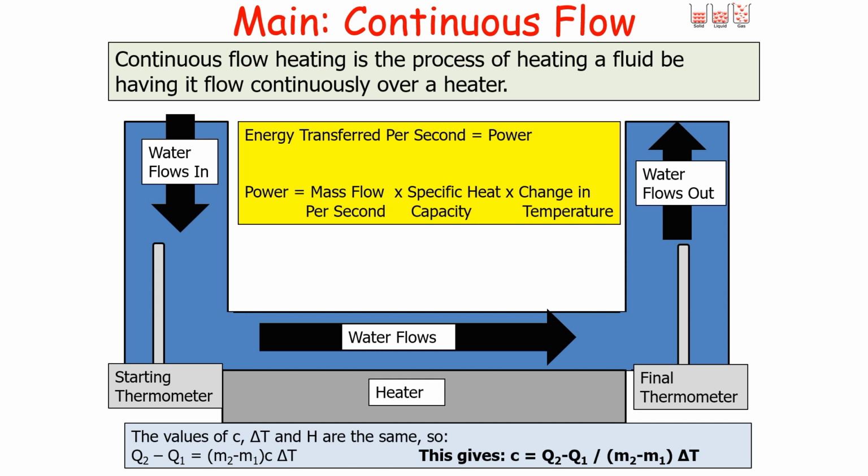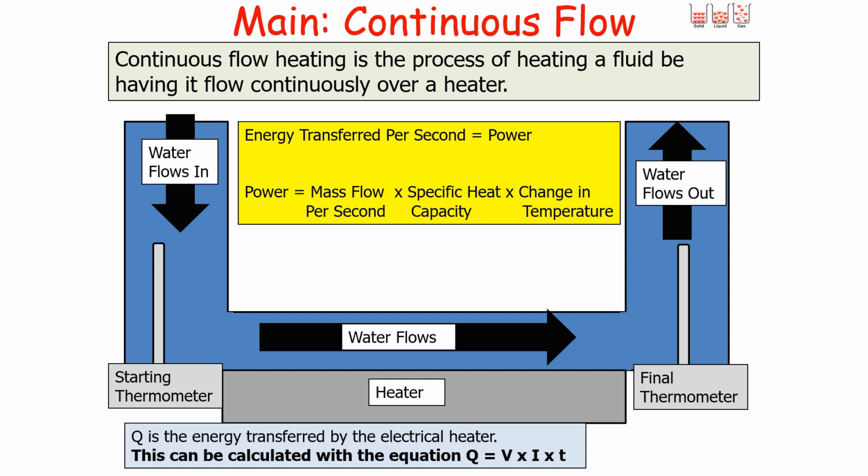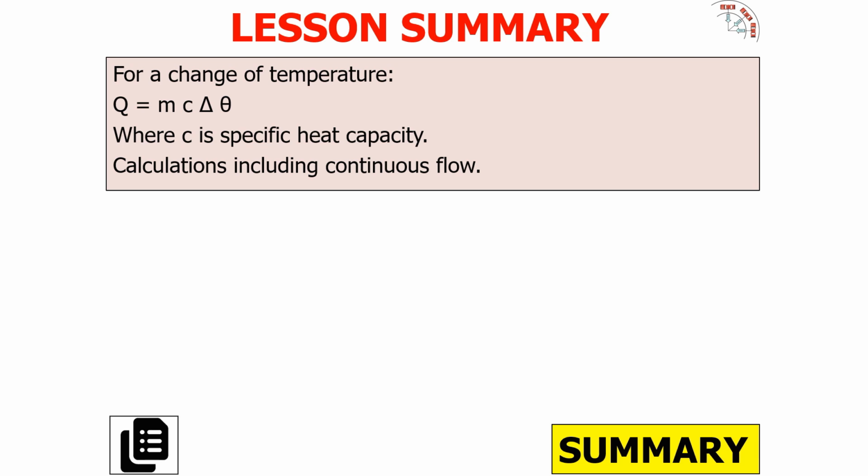Q is the energy transferred by the heater. Because it's an electrical heater, we can use an equation to work out the electrical energy transferred by the heater, which you've looked at previously in the electricity topic. So Q, the electrical energy transferred by the heater, is equal to V, the potential difference across the heater, times I, the current through the heater, times t, the time the heater is on. That allows you to work out the work done, or energy transferred by the heater. You can work out the specific heat capacity of the fluid, or the power of the heater. So let's summarise what we've looked at in today's lesson.